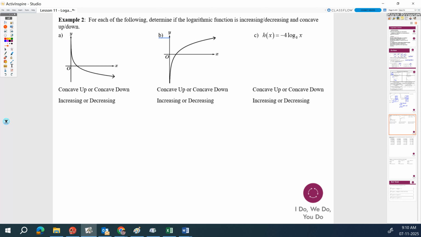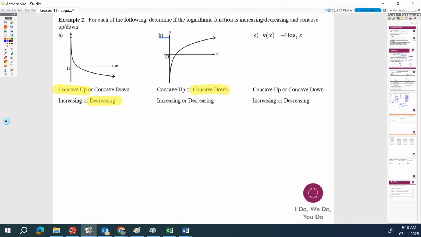Alright, these ones are pretty easy. The first one, is it concave up or concave down? Concave up. Is it increasing or decreasing? Decreasing. The second one, is it concave up or concave down? Concave down. Is it increasing or decreasing? Increasing.